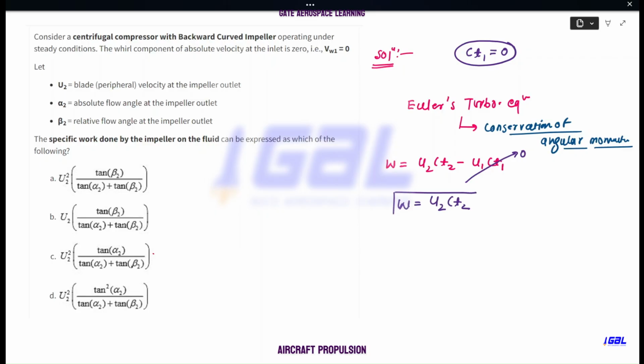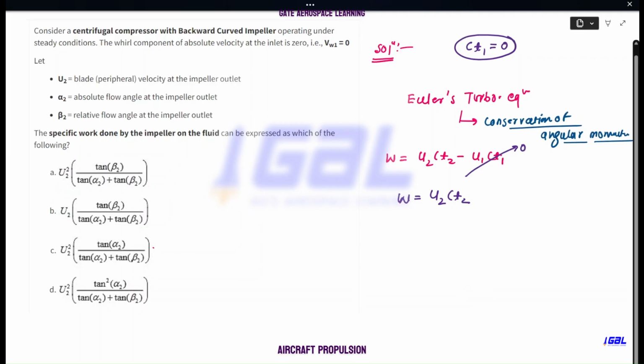Now you might be appreciating why I have arrived at this expression, because my options are in terms of this. If you see, u2 is already present in this expression. In every option u2 is present. Now you need to modify this expression in terms of alpha and beta, so that you will arrive at this kind of expression.